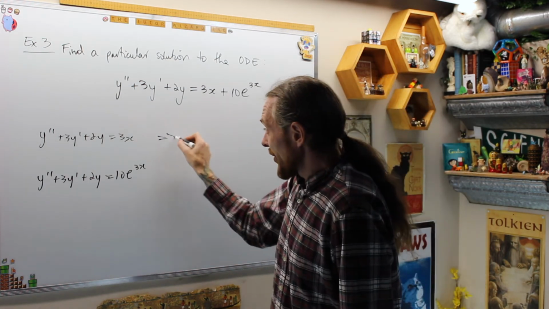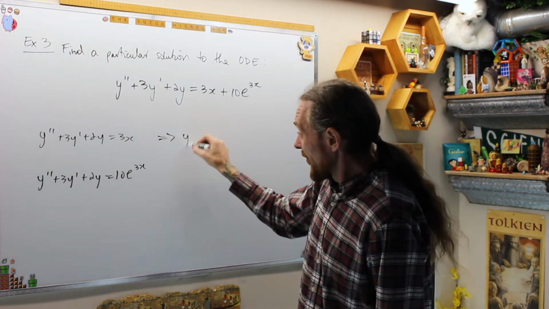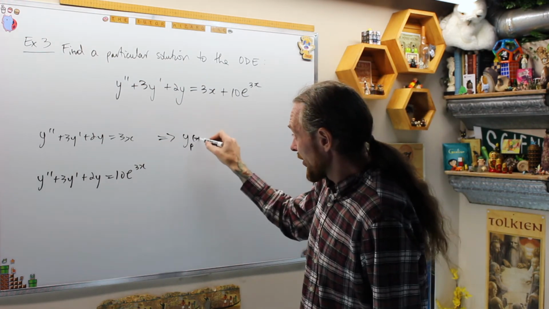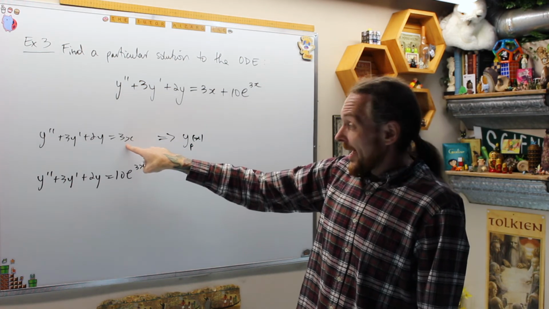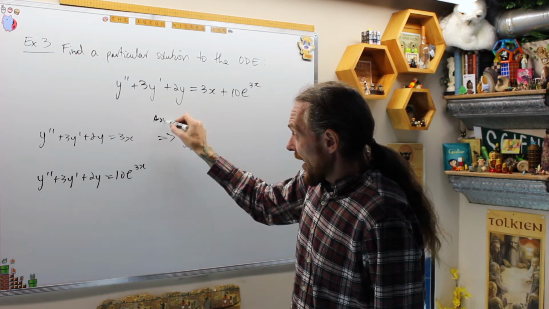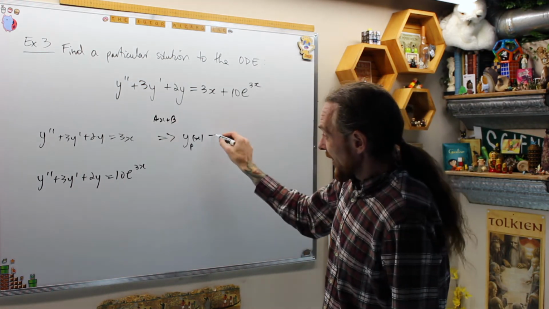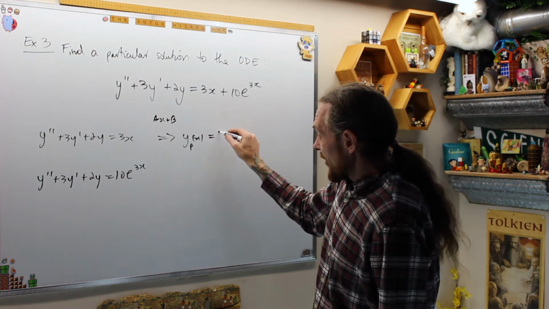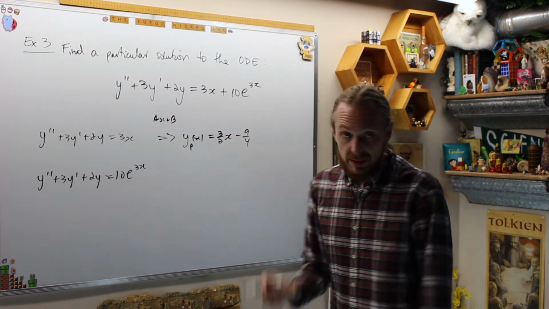From the previous video, in fact, go watch that if you want to see how I did that, we find out that the particular solution is, first of all, what's the guess? I have a polynomial, so my guess is going to be ax plus b, or a1x plus a0. Doing that and putting it in there, I get that it was 3 over 2 x minus 9 over 4 was the particular solution.